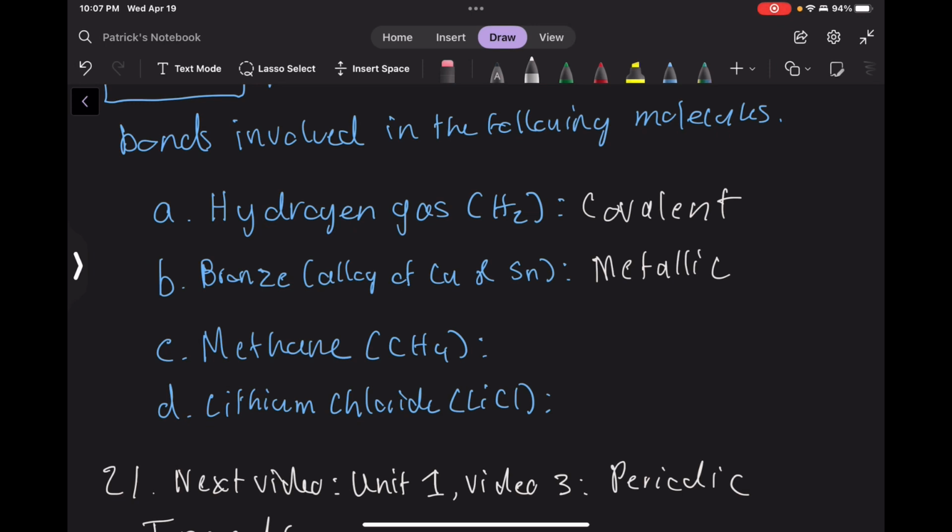What about methane? It has a chemical formula of CH4. The formula CH4 tells us that a methane molecule has one carbon atom and four hydrogen atoms. Carbon and hydrogen are both nonmetals according to the periodic table, and so the bond, or in this case bonds, between them have to be covalent.